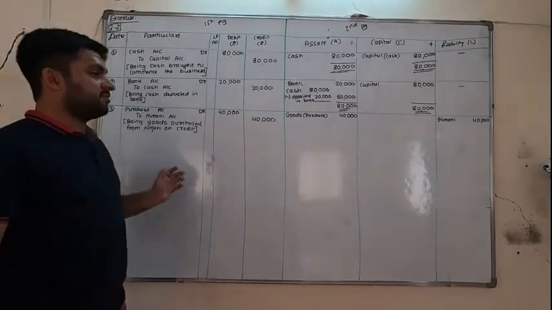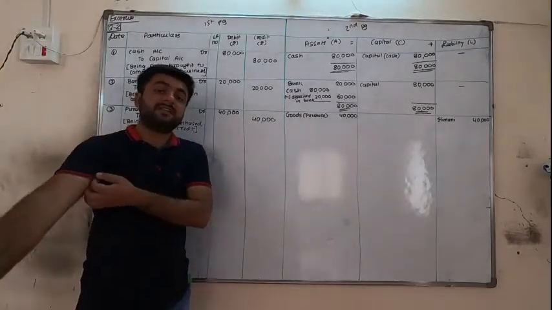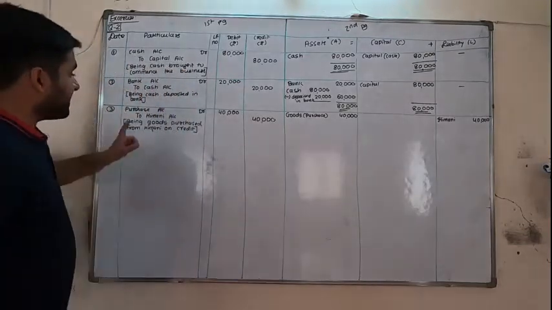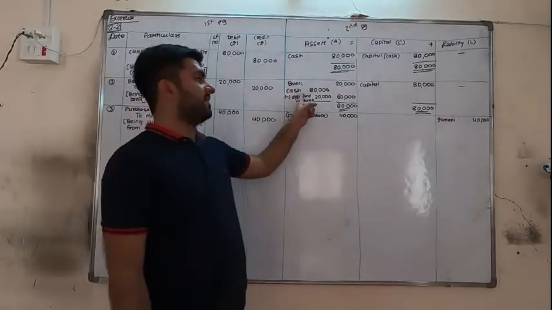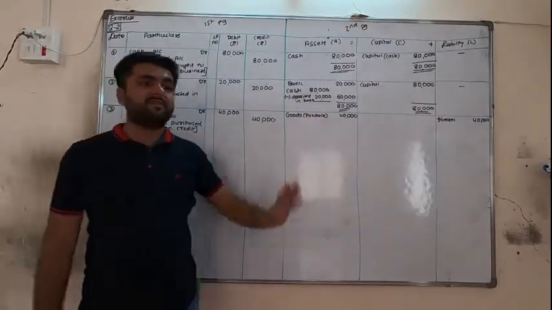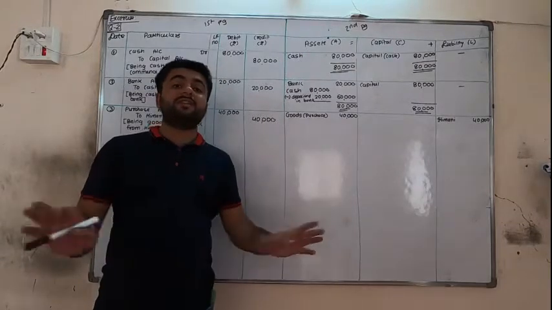Whenever you are purchasing the goods, goods are coming in, that is our asset, and if we are selling the goods, then we have to subtract from here. Okay, and we have not paid the amount. If you had paid the amount, then cash would be decreased. But we are not paying the amount, we will pay in future. Now the remaining things will be same.